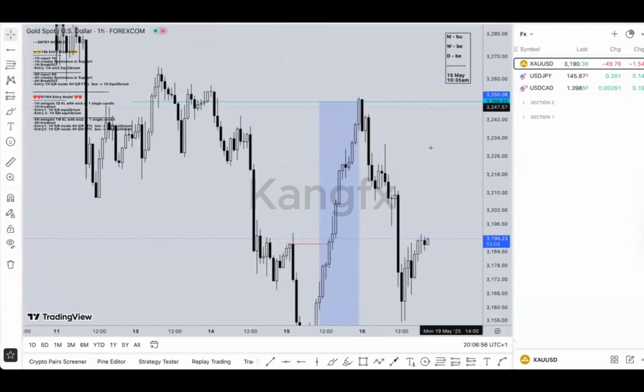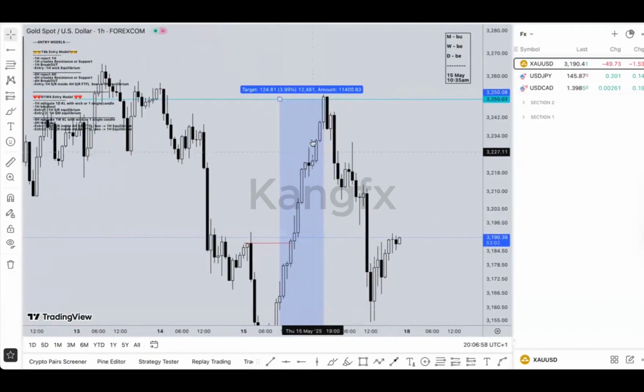What's the rule of that strategy? That entry model is that rejection must be a wick or just one single candle. So that's what the market did. And there was a breakout here. The right place to take our trade was this resistance here.